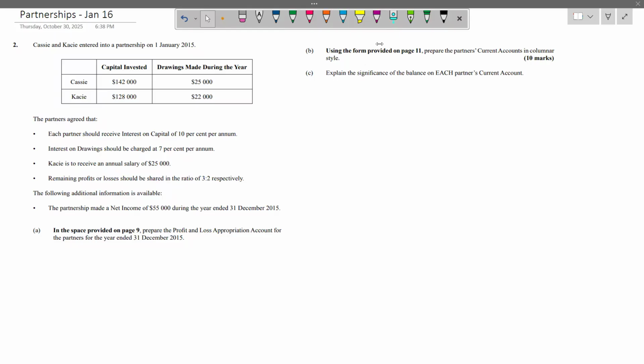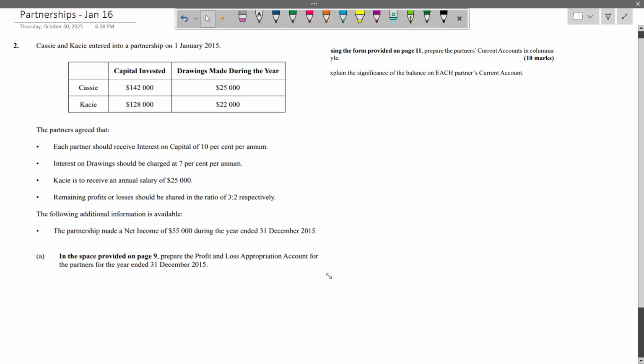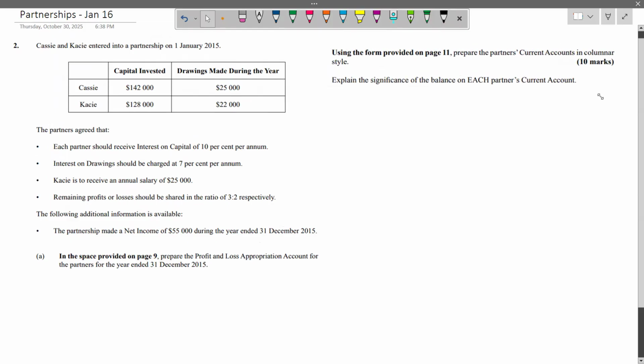All right, so here we're looking at this is Jan 2016. We have, just to make this slightly bigger. Cassie and Casey entered into a partnership on the 1st of January 2015.